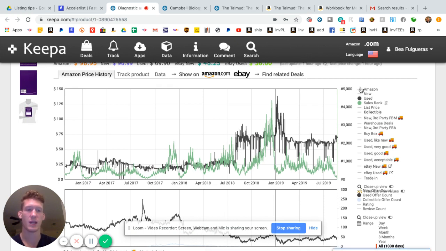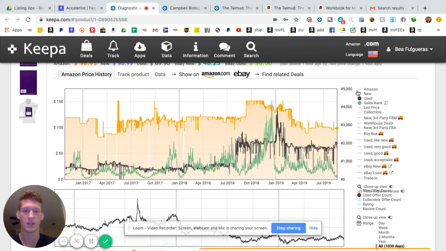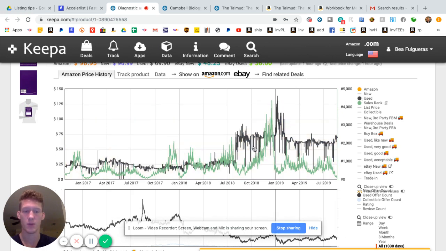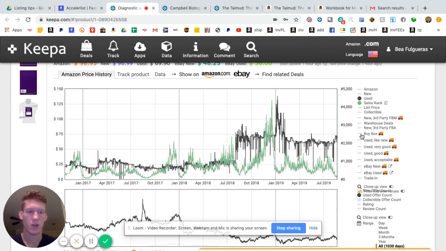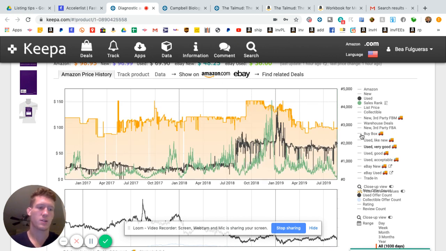You can look at Amazon's data just to see what they're pricing it at. It gives you a good idea, if you have a new book, of what you can sell it for, because you can see what Amazon's selling it for. There's also used buy box.